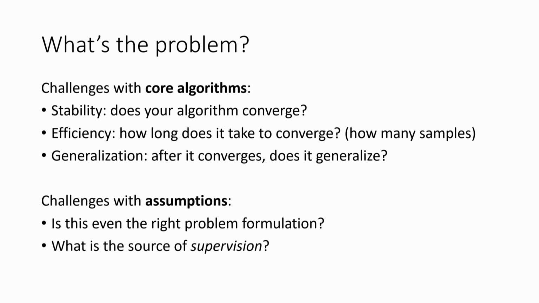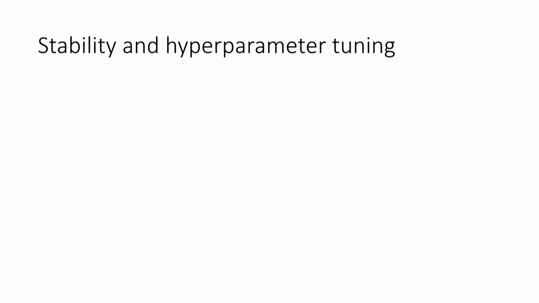What is the source of supervision in reinforcement learning? So where does the knowledge actually come from? In supervised learning, it's very obvious. It comes from labels. In reinforcement learning, it comes from some combination of your environment and your reward function. So are there better ways for us to think about that? I'll try to discuss each of these somewhat briefly, but hopefully give you some idea of what's going on in each category. So let's talk about stability.